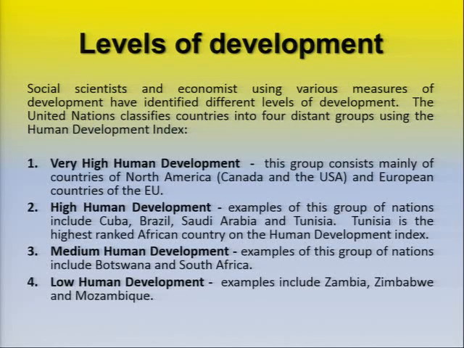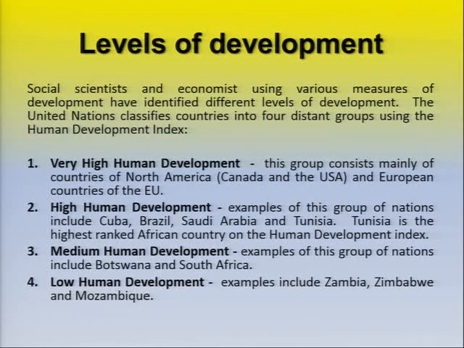Countries can be classified as very high Human Development Index. Those are countries that consist mainly of countries in North America, Canada, the United States of America, as well as many European countries that are members of the European Union. They have a very high Human Development Index. And then secondly, high human development. Examples of this group of nations would include Cuba, Brazil, Saudi Arabia, and Tunisia. Tunisia is the highest ranked African country in the Human Development Index.